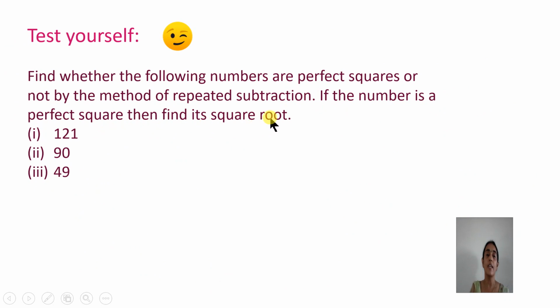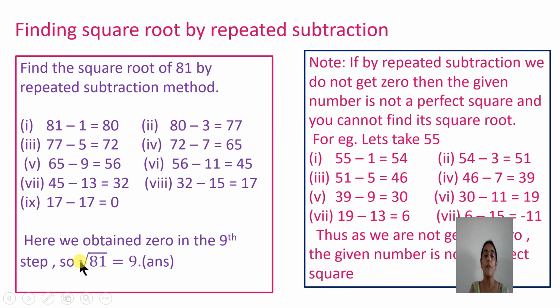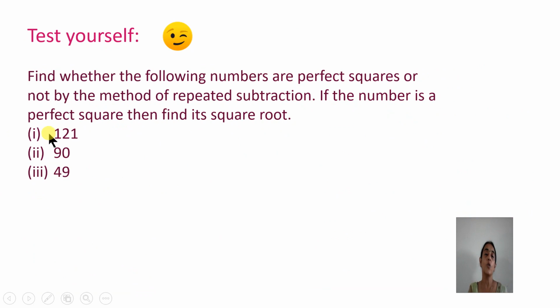See, in the previous slide, finding the square root: if I am getting 0 in the 9th step, then root of 81 is equal to 9. If you are getting 0 in the 11th step, suppose 121, then root of 121 is equal to 11. So do it by yourself, all these three.